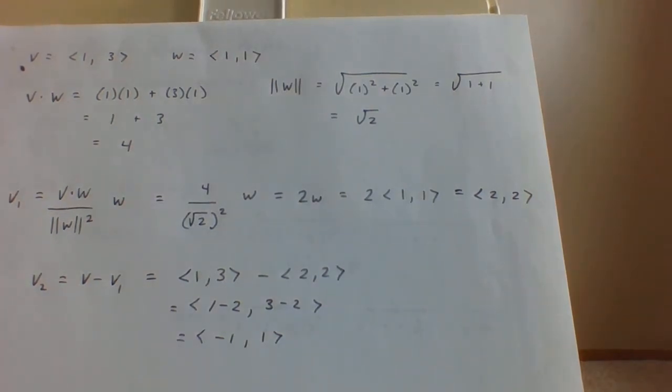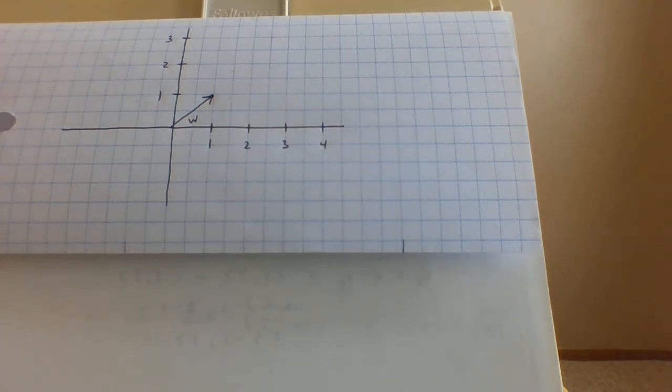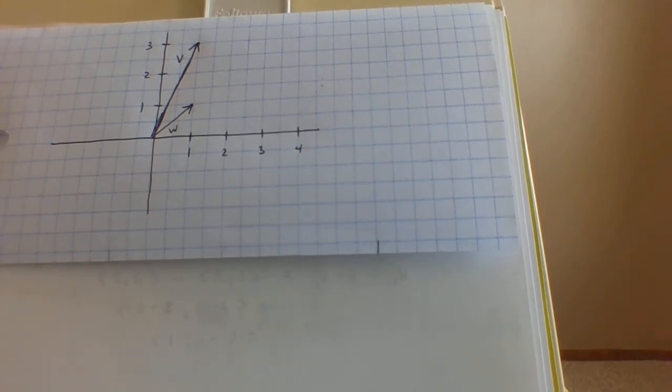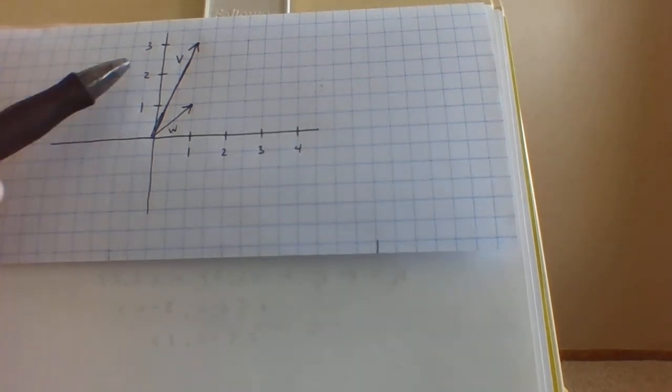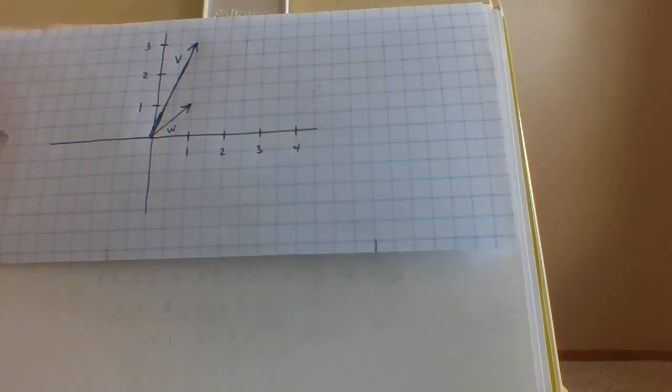Let's go ahead and plot these pieces. I'm going to go ahead and draw vectors V and W. I already have vector W on there. That was the vector 1, 1. Let's go ahead and put vector V on there as well. Here's our original vector W and our original vector V. Now let's go ahead and talk about what V1 and V2 look like in relation to this graph.